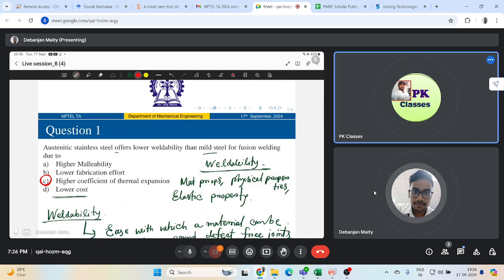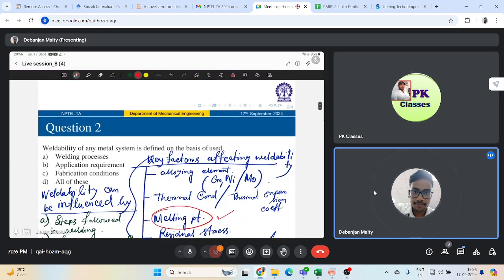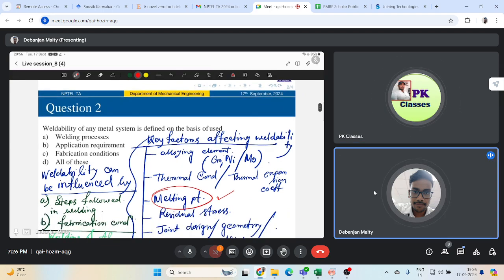If you have any confusion, please raise the concern. So weldability of any metal system is defined on the basis of what? Welding process, application requirement, the condition of welding process, all will affect the weldability of the structure.